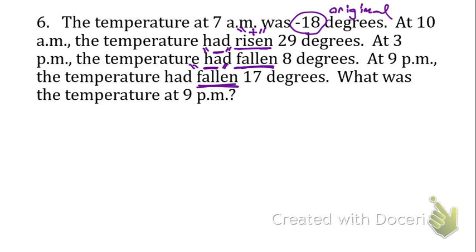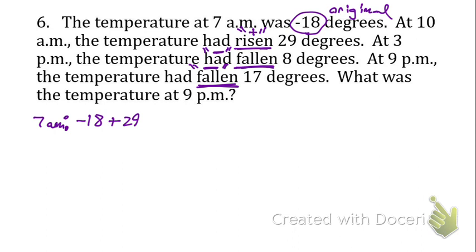Now, this time I'm going to do it a little differently because of what we're going to see. So 7 a.m., we were at negative 18 and had risen 29. So if you notice, that's why I'm starting this way. Because now we're back to doing what we were doing a moment ago. It is addition, so we're good. I don't need to keep change.